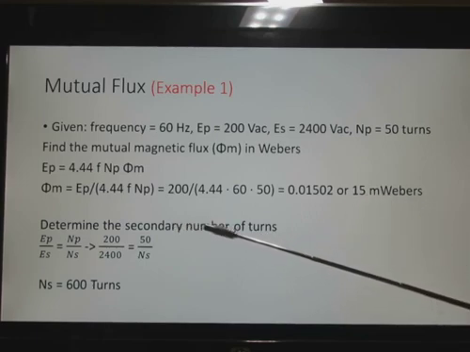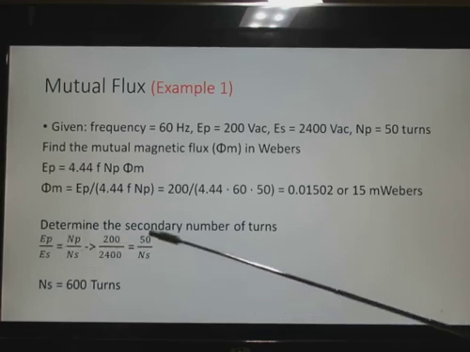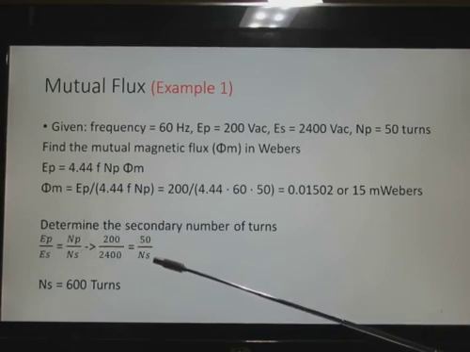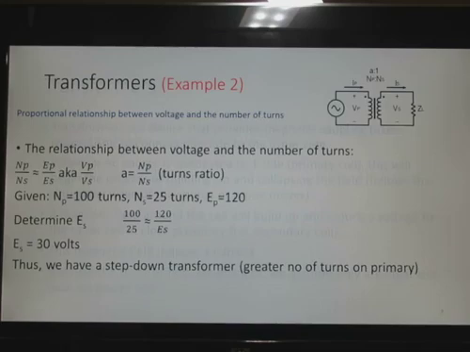We want to determine the secondary number of turns. We'll use this relationship, plug in our values, and we'll find the secondary number of turns is equal to 600. Transformers are very efficient, and we'll say that an ideal transformer has no power loss. Electromagnetic coupling links one side to the other as long as the other coil is close by.